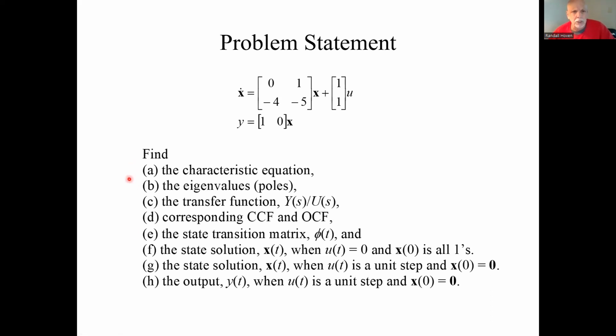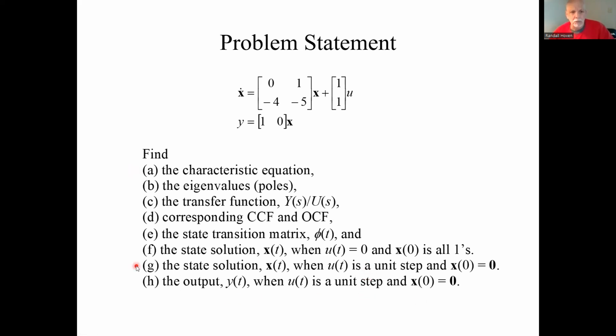The characteristic equation, and from there, the eigenvalues are the same thing as the poles. Transfer function, corresponding control canonical form and observer canonical form, state transition matrix, solutions for x and t, one when the input is 0 and one when the initial state is 0. Same for the output for this second last case.